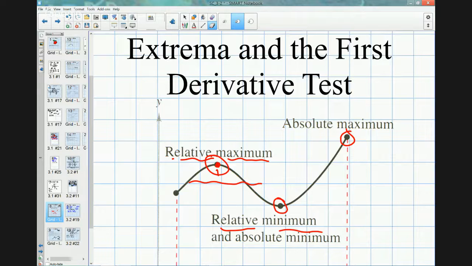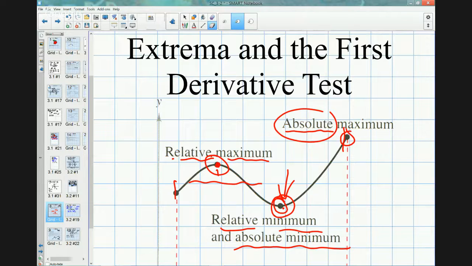Now, look at the whole thing. Which one is absolutely the highest point? This one over here. And so this really is the absolute maximum because it's the highest of all of them. And this one here really is what? The absolute minimum, because if the function starts here and ends here, this is the lowest. That's the lowest point that it will reach.